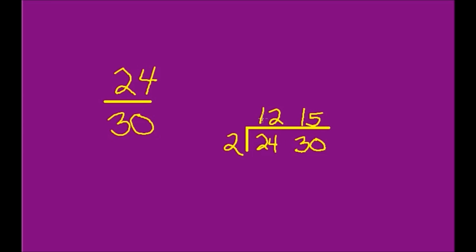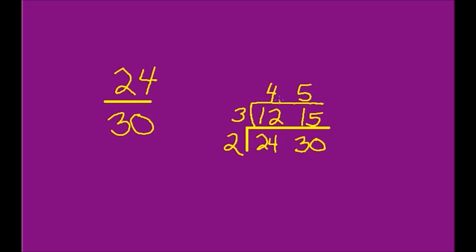All right, now what do we have? 12 and 15. Do they have a common factor? Yes, they do. They both divide by 3. Helps to know your multiplication and division facts. How many 3's are in 12? 4. How many 3's are in 15? 5. Now look at 4 and 5. 4 and 5 only have a common factor of 1, so we are done.